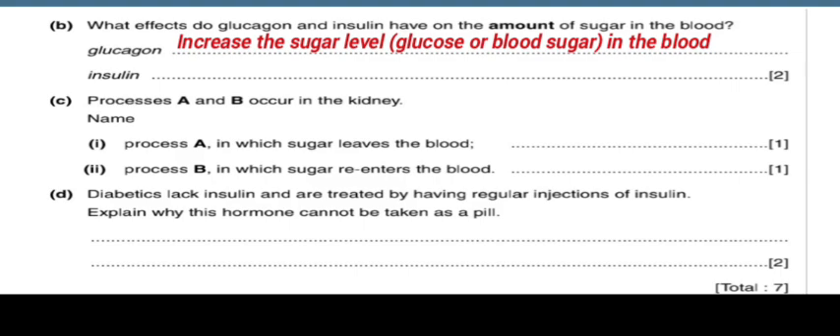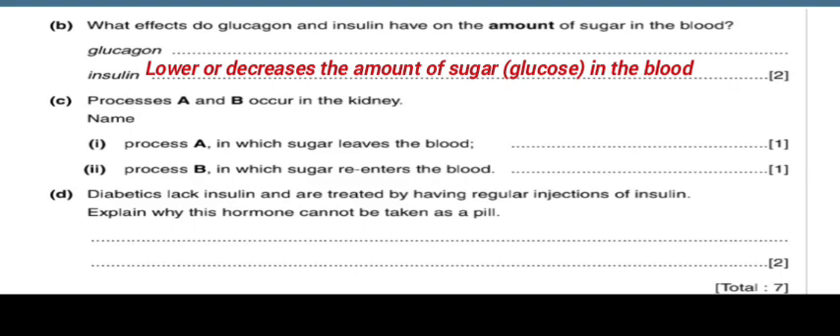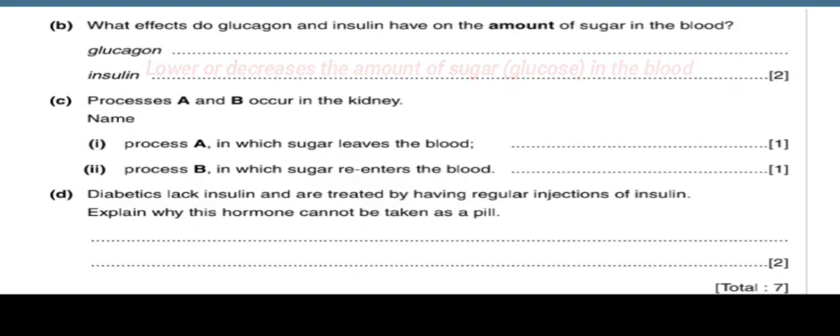Now when you have a high level of blood sugar in your blood, what is the effect of insulin? Insulin is going to lower it, so let me just say, it decreases the amount of sugar or glucose in the blood. Then as for question C, processes A and B occur in the kidney. Name number 1, process A, in which sugar leaves the blood.